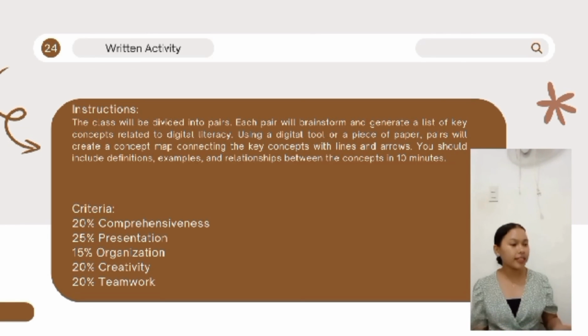Is that clear, class? Okay, so before we start with our activity, I will read the criteria first. You will be graded based on our criteria. 20% comprehensiveness, 25% for the presentation, 15% for the organization, 20% for the creativity, and last is 20% for the teamwork. So a total of 100%.